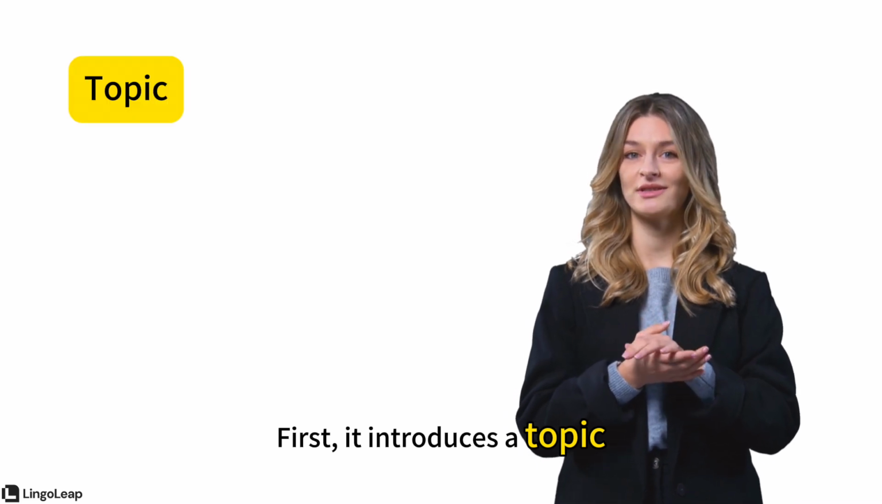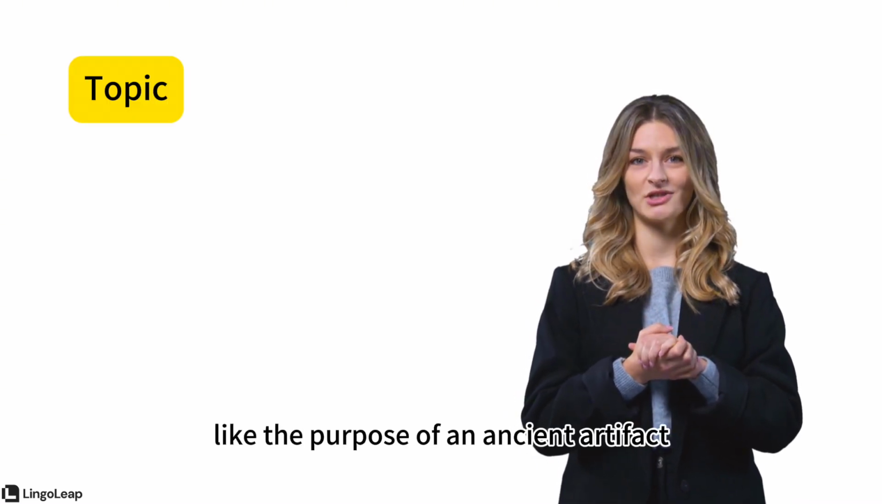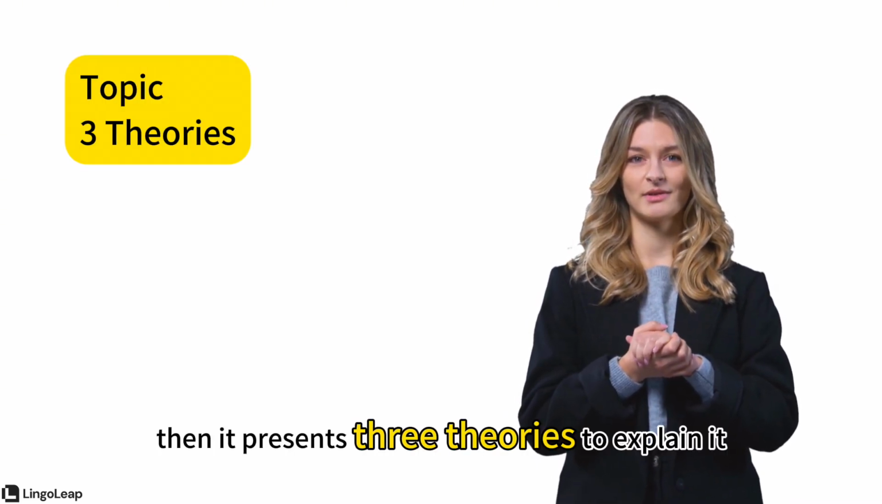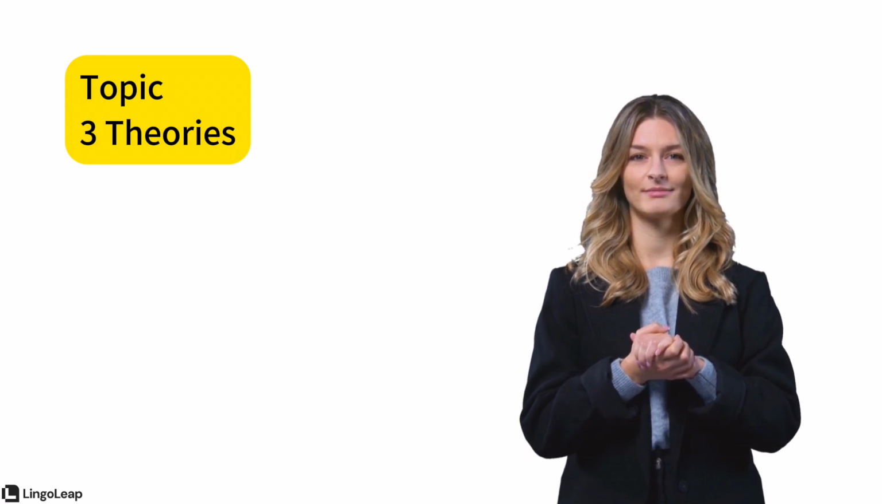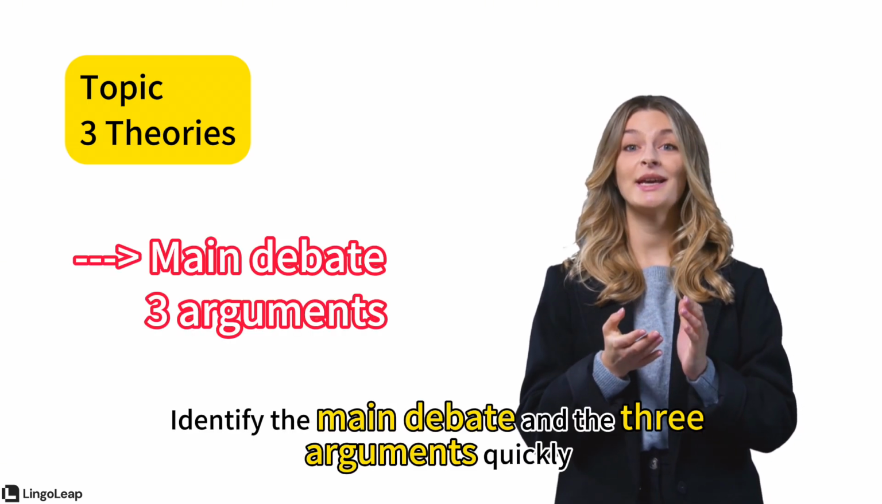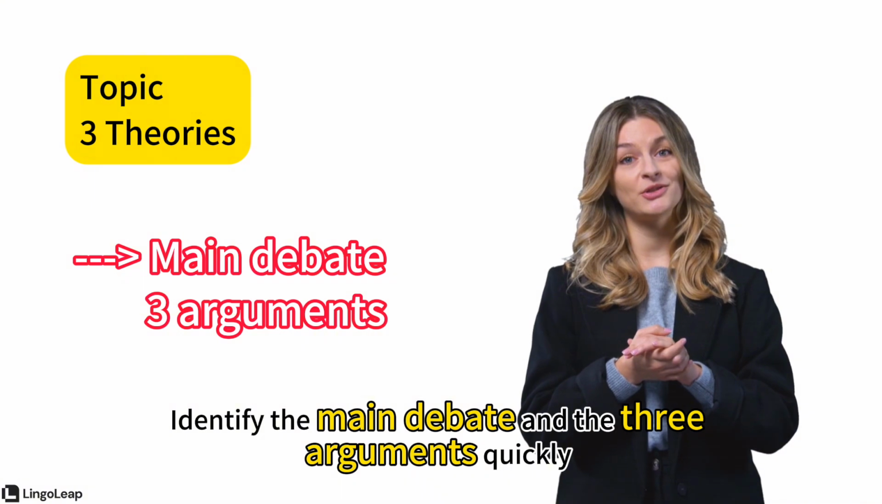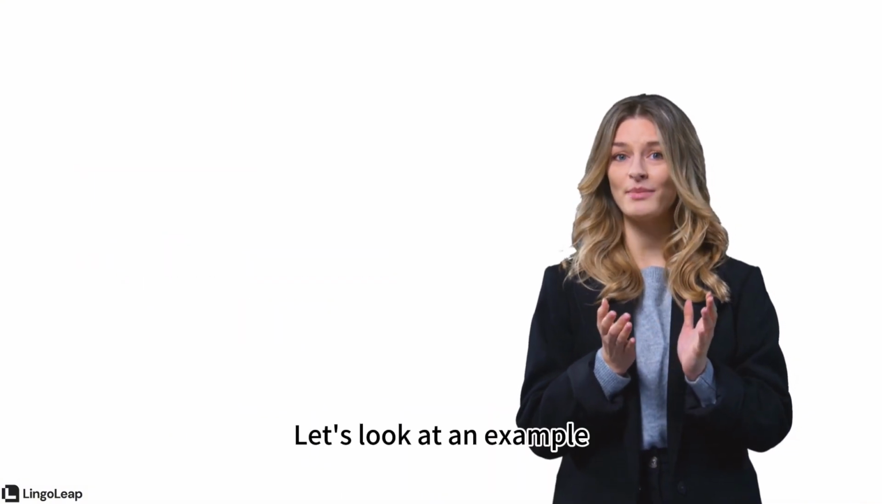First, it introduces a topic, like the purpose of an ancient artifact. Then, it presents 3 theories to explain it. Your job? Identify the main debate and the 3 arguments quickly. Let's look at an example.